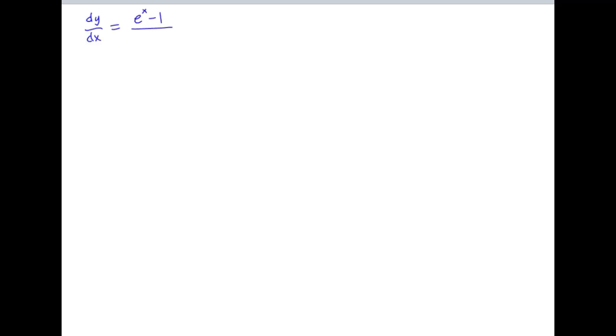Like that, right? Over e to the y? Yeah. All right, so this is one of the AP classroom problems. This is a separable equation. So first thing we're going to do is separate dy dx. So I'll do dy equals e to the x minus 1 over e to the y dx.